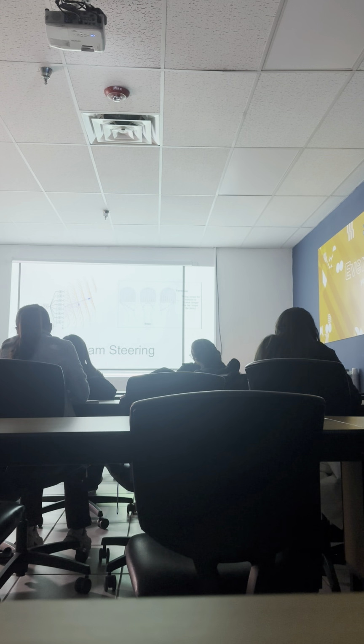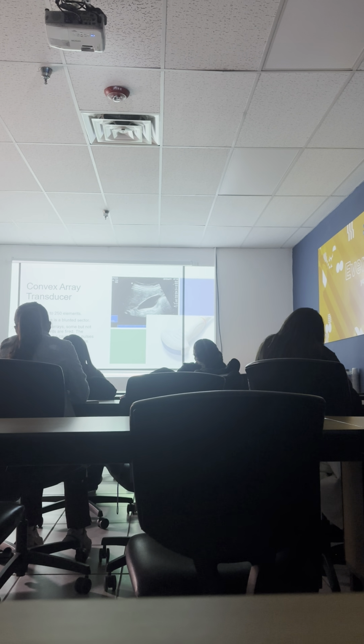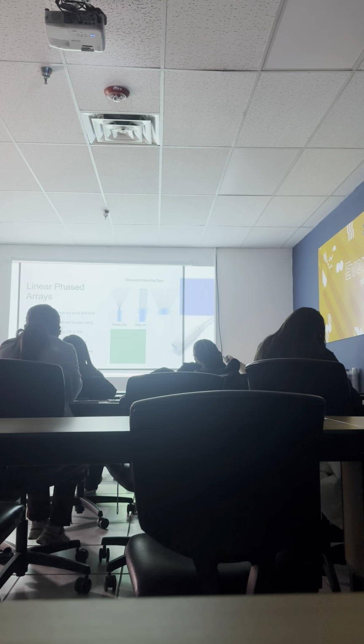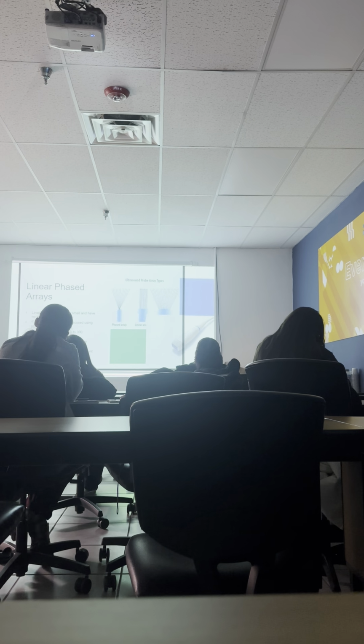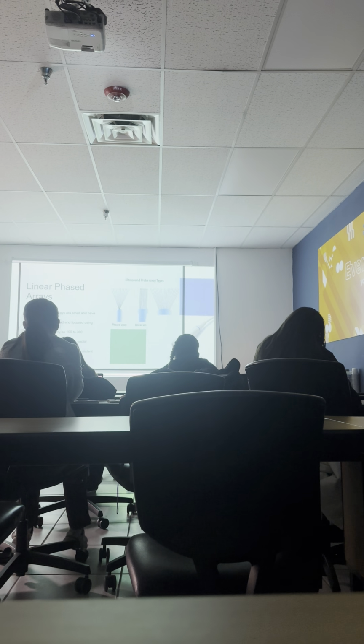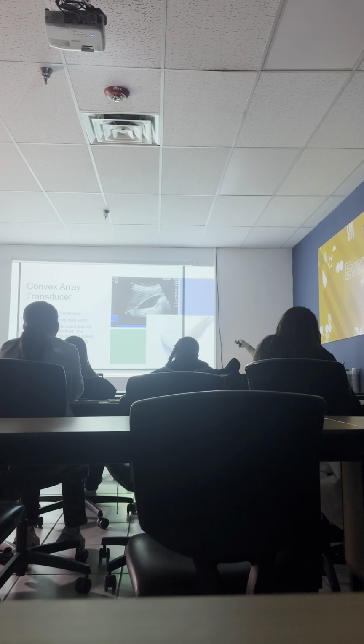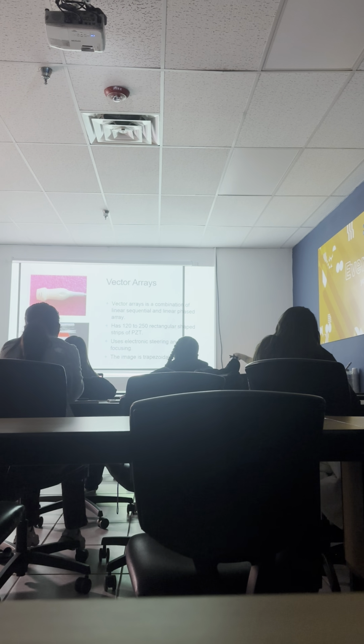This is a trapezoid. This is a blunted sector. And this is a sector. That's like a slice of pie or a pizza slice, right? Sector. This is our rectangular shape for the linear. This is our blunted sector, and this is our vector. Okay, you guys got it?